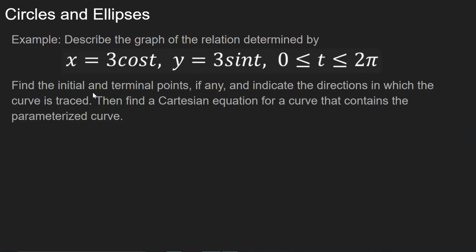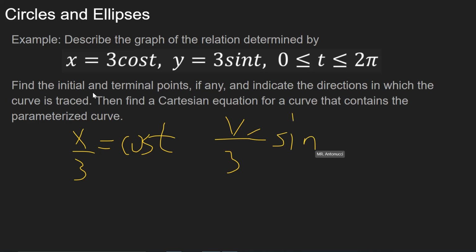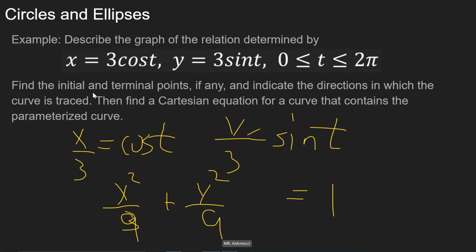Okay, so now getting the Cartesian equation, you just solve for cosine, solve for sine, and then we know that cosine squared plus sine squared is going to equal 1. So x squared over 9 plus y squared over 9 equals 1. And you could write that as x squared plus y squared equals 9. And just know that the 9, if you think of it as a number squared, which came from 3 squared, tells you the radius of the circle. Remember, a circle centered at the origin has the form x squared plus y squared equals radius squared.